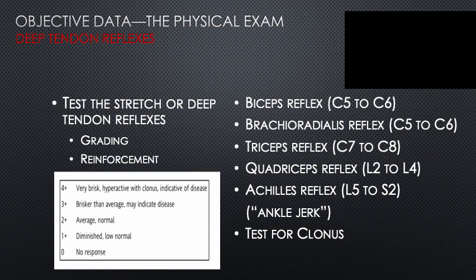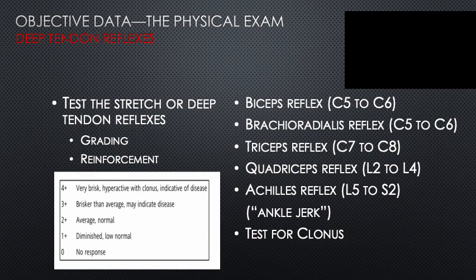In most electronic medical records, you'll see that 2 to 3+ is on average what a facility might consider normal. So by all means, you need to refer back to your facility and see what their grading policy is, but typically we use 0 to 4+.